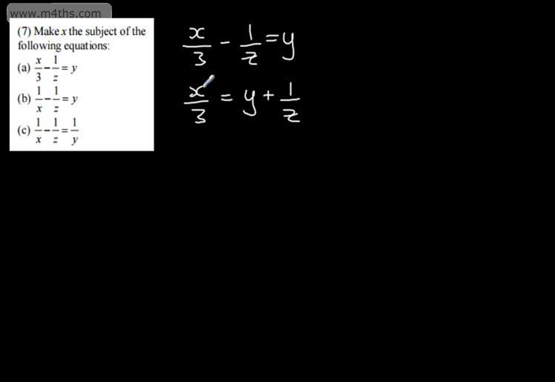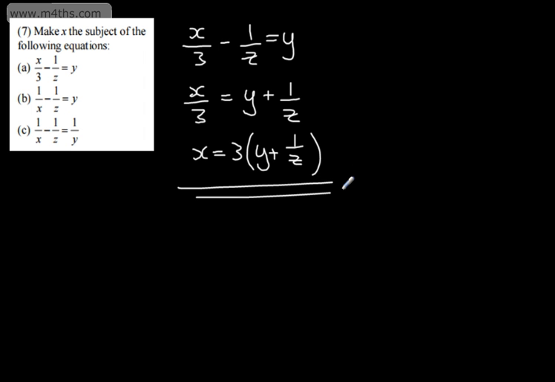All I want over here is the x's. All I want over the other side is anything that doesn't have an x. If x divided by 3 is equal to y plus 1 over z, we can simply either divide both sides of the equation by a third or multiply by 3. x is equal to 3 times the quantity y plus 1 over z, and that gives us x in terms of y and z.